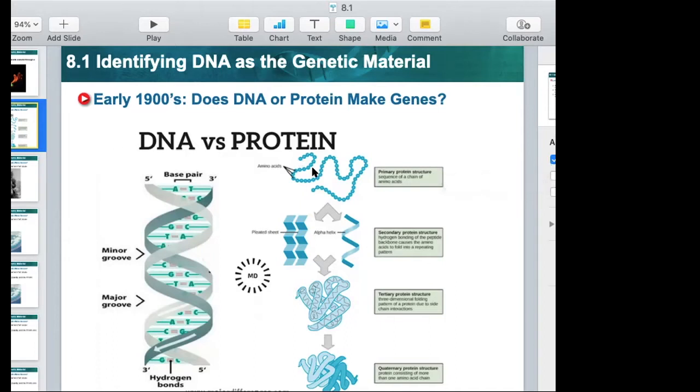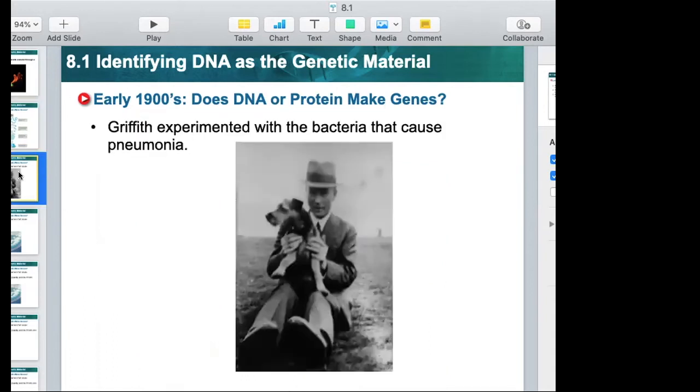So the main thing to say from here is this heading right here: they weren't sure. Was it DNA or protein that makes up the genes? There was a lot of debate about this. And they did experiments to show which one it was. We'll go through the experiments today. So Griffith experimented with bacteria that cause pneumonia. And he was able to narrow it down from his experiments on whether it was protein or DNA.